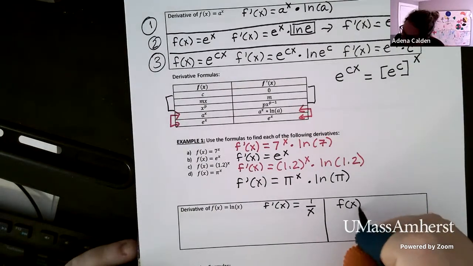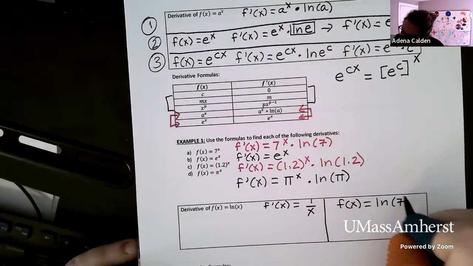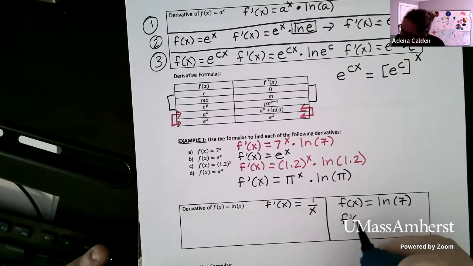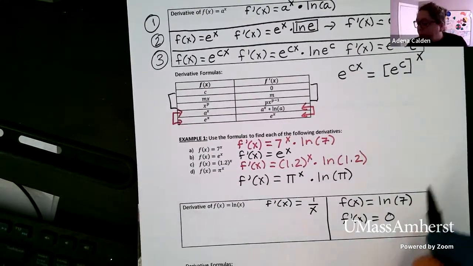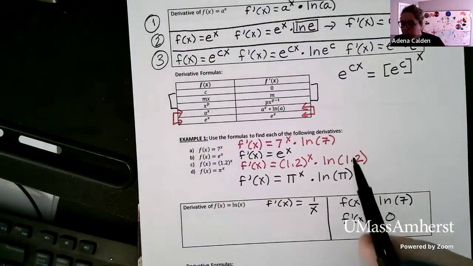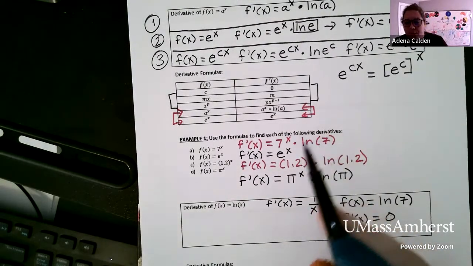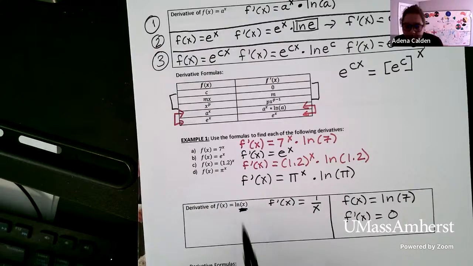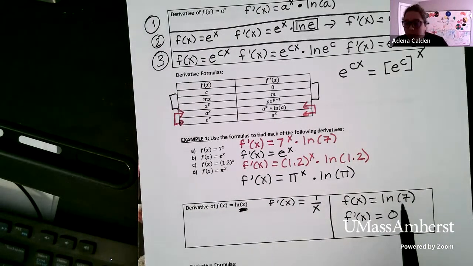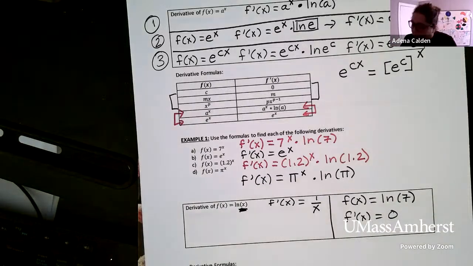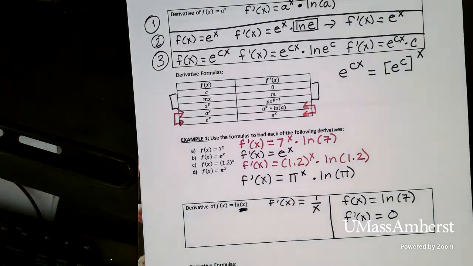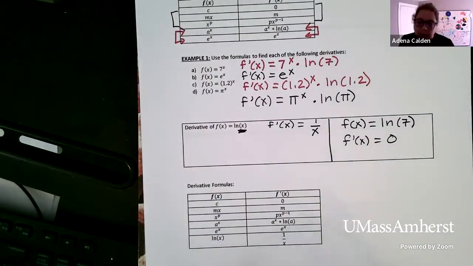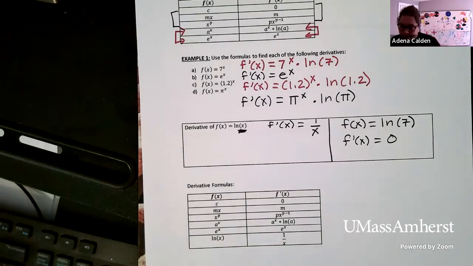However, if you have something like the natural log of 7, right, and you were asked to take the derivative of just this by itself, the derivative is 0 because this is a constant. There's no x in there. So that's why I was saying you need to be careful about recognizing what is a function and what is a constant. So the only time this formula applies is when the variable is in the function. If it's the natural log of a number, the derivative would be 0. Okay, so just keep an eye out for that. So here, we now add that to our list. The natural log of x has a derivative of 1 over x, okay?